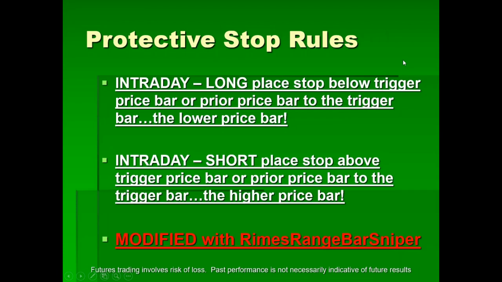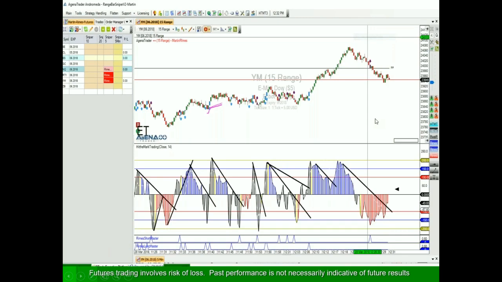Protective stop, I'm going to show you the best thing I've found. Intraday long, you place the bar, let's say you're going to go long. You place your stop below the trigger bar or the prior bar to the trigger. I'll show you what that means. If you're going to go short, you place the stop above either your trigger bar or the bar in front of that, whoever's higher. Okay? Now I'm going to show you this.